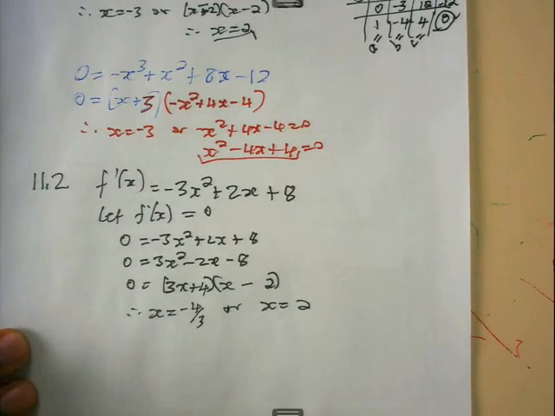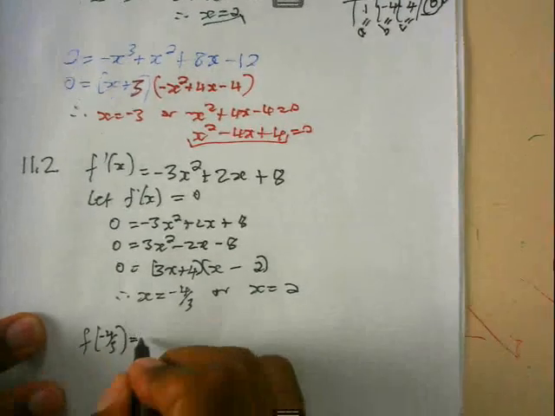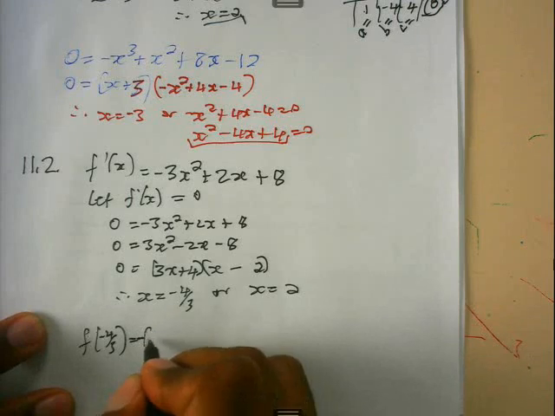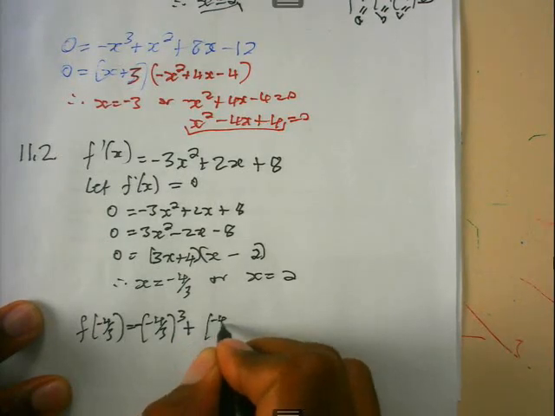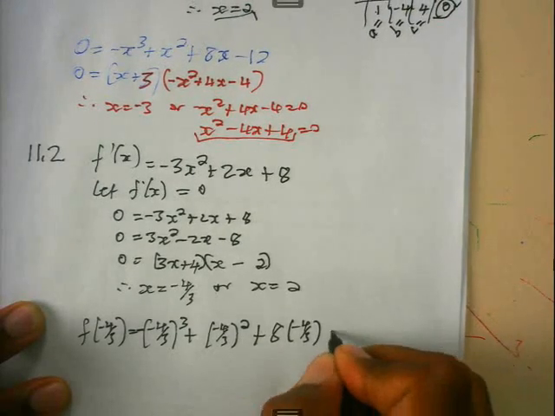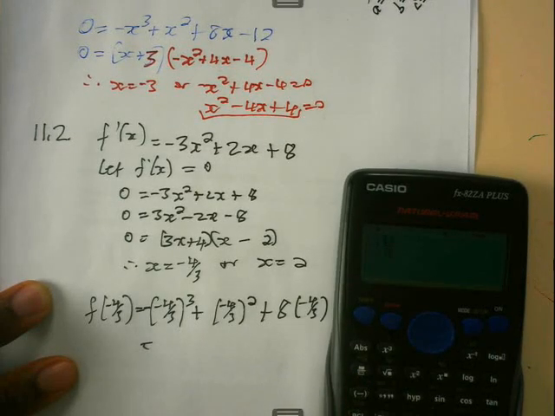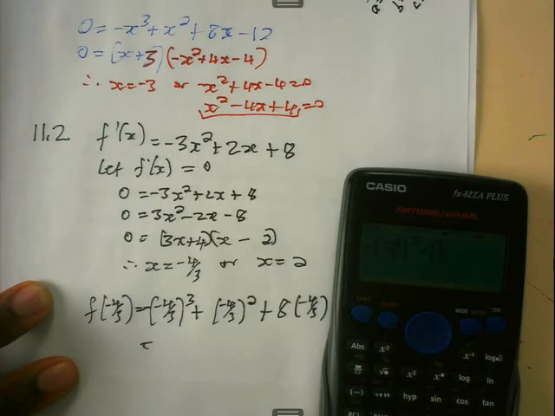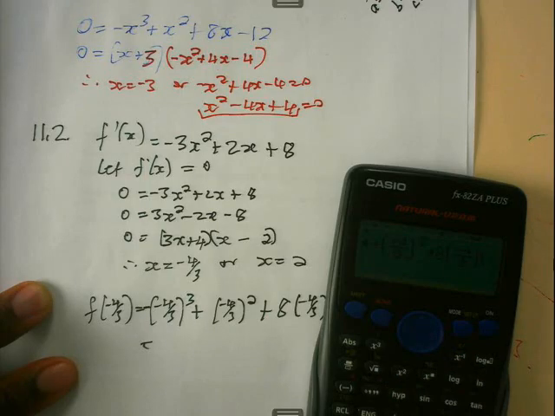What is it that you're going to do now to determine the y coordinate? Of course, we take the x coordinate minus 4 over 3, then you substitute it in the original equation: minus, then x is minus 4 over 3 to the exponent of 3, plus minus 4 over 3 squared, plus 8 multiplied by minus 4 over 3, then minus 12.